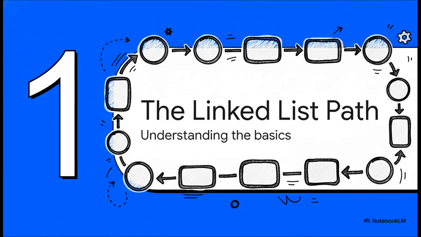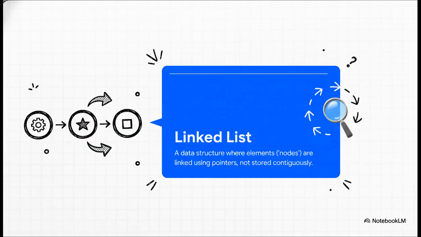Okay, so first things first, we need to understand the path itself. We're talking about something called a linked list. The easiest way to think about it? Just picture a simple chain of information. Now, don't let the technical definition scare you. The concept is actually super simple. A linked list is just a series of elements, and we call these elements nodes. Each node holds a piece of data. But, and this is the important part, it also holds a little signpost, a pointer, that tells you exactly where to find the next node in the chain.